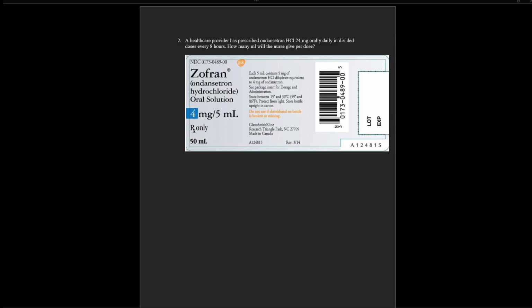So we know that the provider is giving 24 milligrams orally daily. That's going to be our total amount for the whole day. It's going to be given every 8 hours, so that is helpful information. So they're getting 24 milligrams total, and that's going to be administered every 8 hours.